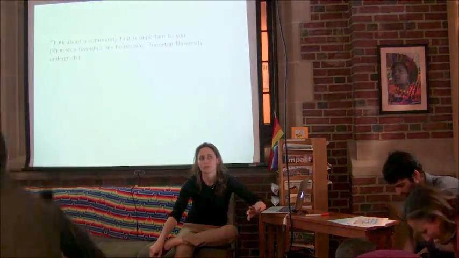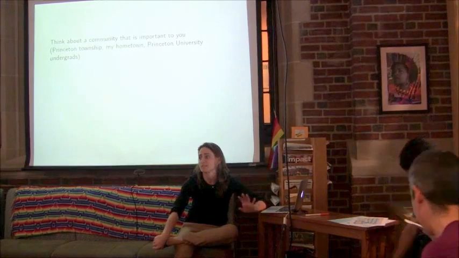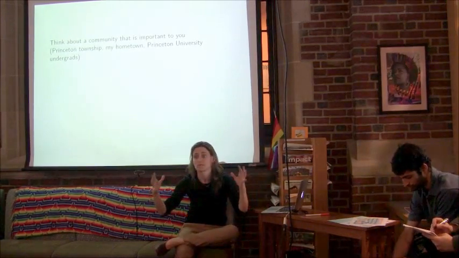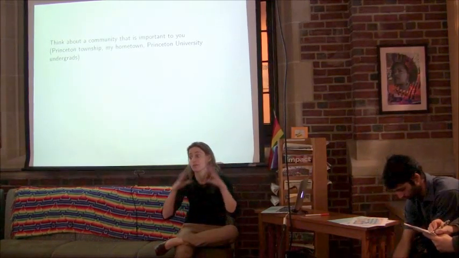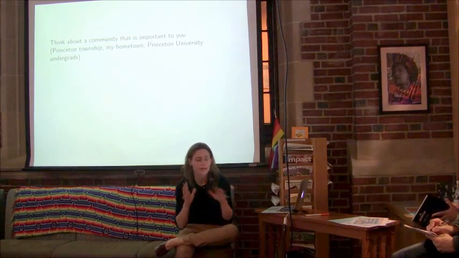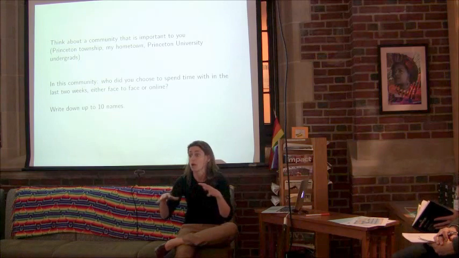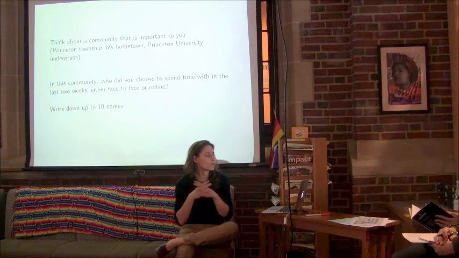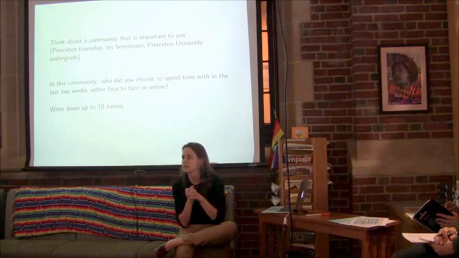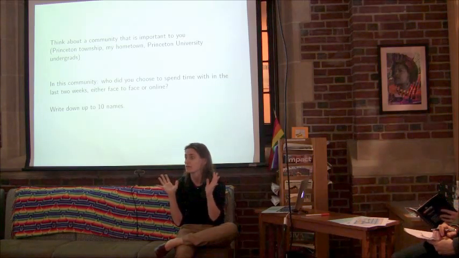So the first thing to do would be to think about a community that's important to you. My examples could be, if you're from Princeton Township, you can think about this city. If you're a student, you can think about the university, or even maybe a smaller community within the university. You could be thinking about your hometown, etc. So think about that community, and then, in thinking about the people who belong to that community, think about who you chose to spend time with in the last couple of weeks, either face-to-face or online, okay? And then write down up to 10 names of those people, okay?